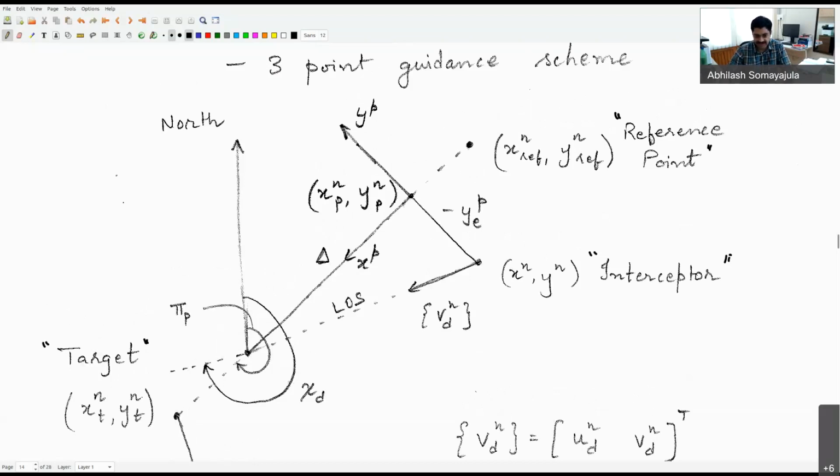The idea here is that we want to point the nose of our interceptor not directly at the target, but probably at a point on the line joining the reference point to the target, at some distance away from us. That distance away is what is known as delta here, and that is what is called the look ahead distance. So this delta is the look ahead distance.